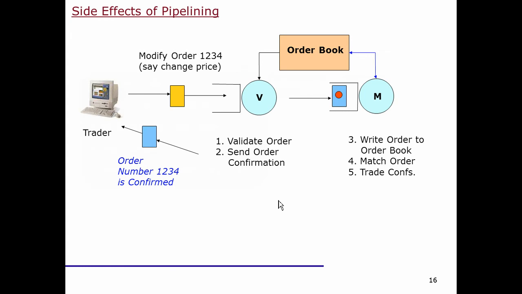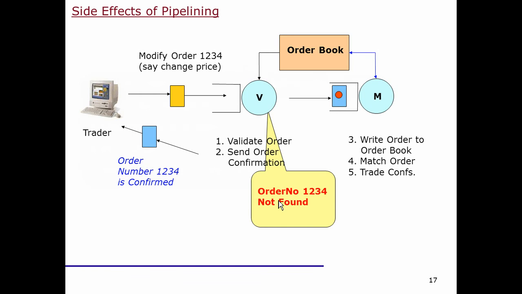Therefore, if step number 3, which is writing the order to the order book, has not been done, and by that time a modified order comes, well, in this case the validation process is going to scream and say that I cannot find order number 1, 2, 3, 4 in the order book, so this order is not valid. And that is going to create a bug called a lag bug or a Mendel bug, which needs to be accounted for.